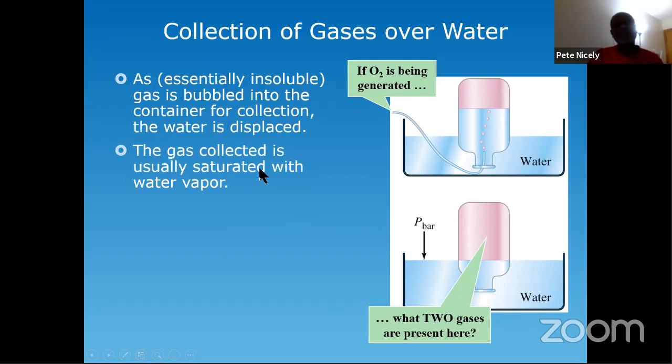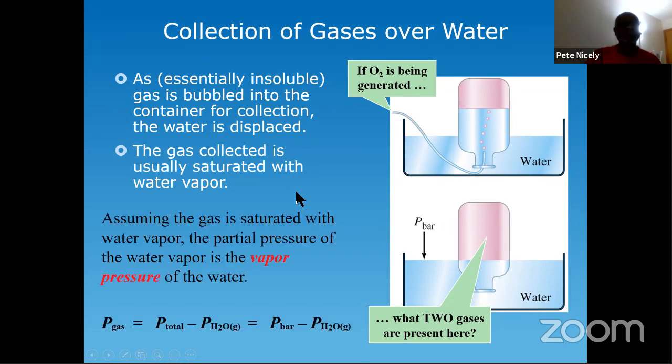Now, an important fact you need to note here is that the gas that is collected here will not be the pure gas. It will be saturated with water vapor. So you're gonna have the gas here and the water vapor. So that's what the question is asking here. What two gases are present here? If oxygen is the gas generated, then the two gases that would be here would be oxygen and water vapor.